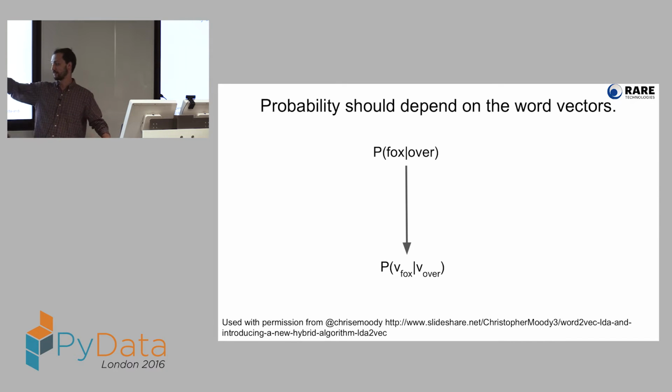Of course, probability should depend on the vector. I want to come up with some kind of vectors by the end of it. So the probability of fox given over really depends on the vector for fox given the vector for over.